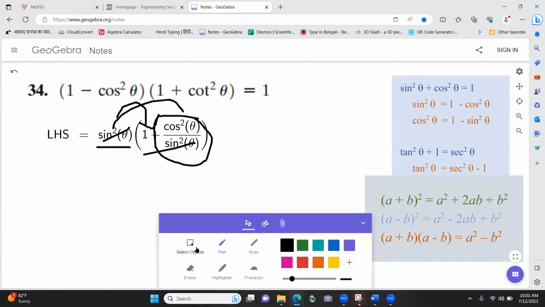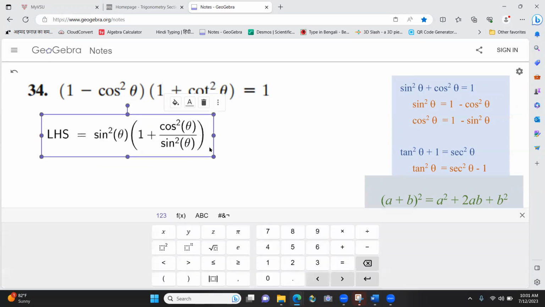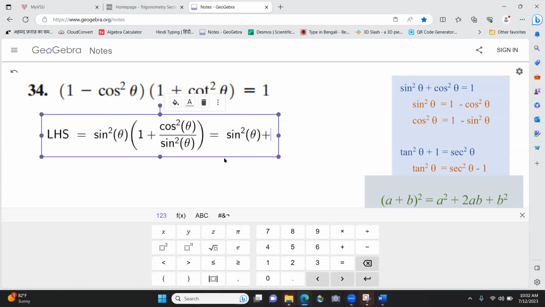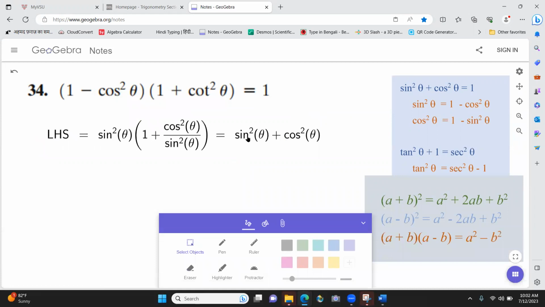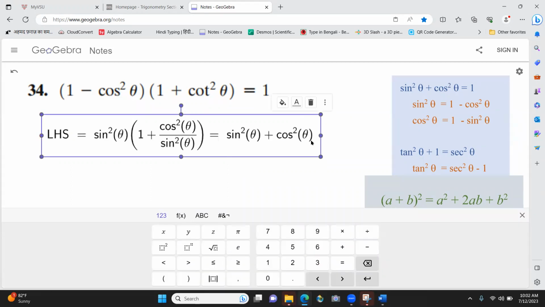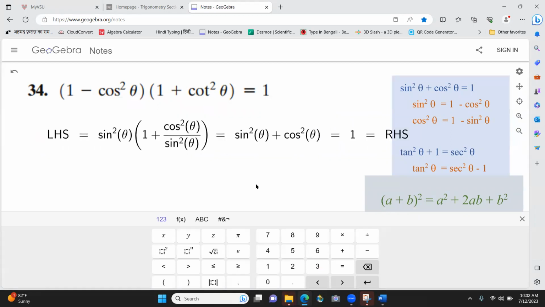I'm going to get rid of my mess. It's a little bit of a distraction here. When I multiply sine squared theta by 1, I get sine squared theta. And when I multiply sine squared theta by the next big expression, sine squared theta they get canceled, and I get this. And look how nice this is. Sine squared theta plus cosine squared theta is clearly 1, the very first trig identity. I can now say, oh, that's easy. 1, and that's the right-hand side. Done.